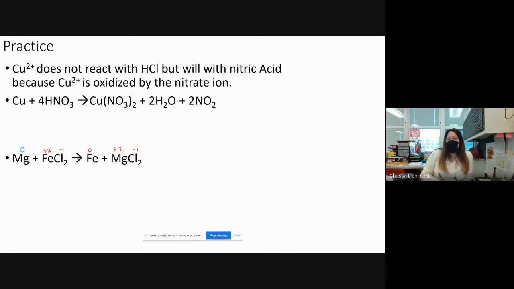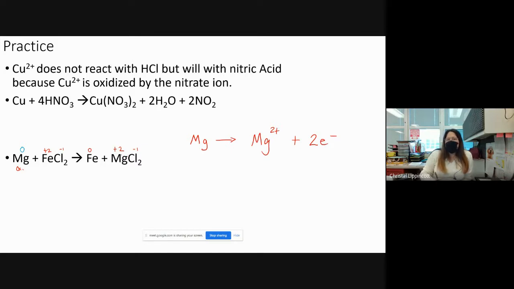So now we're going to look and see what is happening here. My magnesium is going from a 0 to a +2. So what's happened to it? It's been oxidized. Generally speaking, that's what I start with when I'm working on these oxidation questions. So Mg yields Mg 2+. What did it give off to become 2+? 2 electrons.